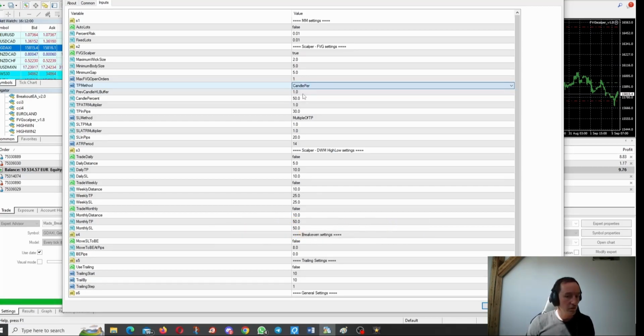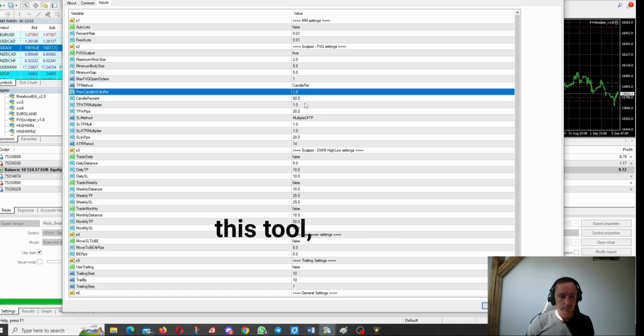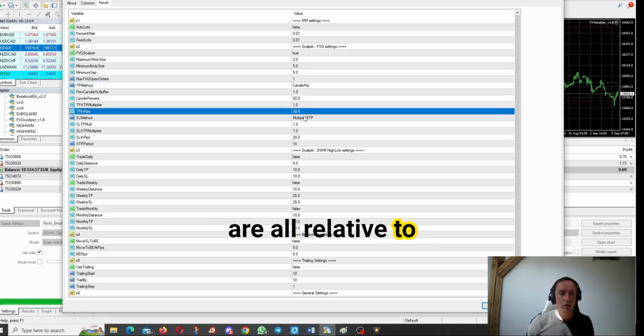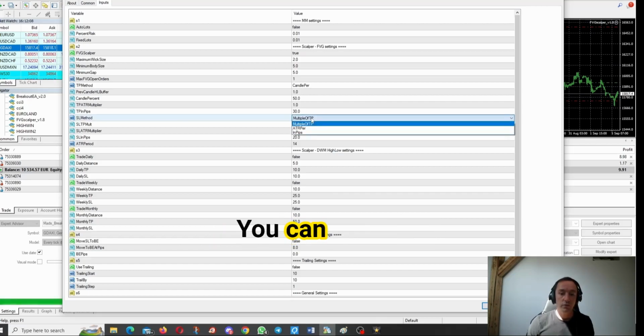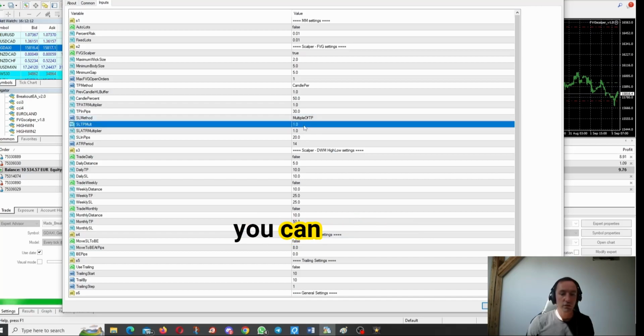You've got a lot of customization with this tool. And these are all relative to which method you pick. Stop loss, very simple. You can have it the same as take profit or a multiple of it. So you can make it like half the profit.